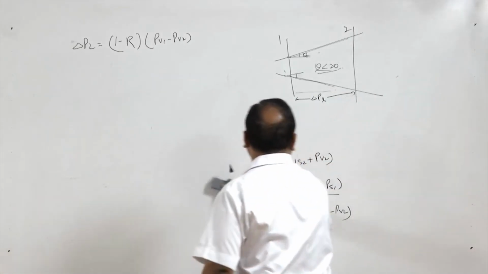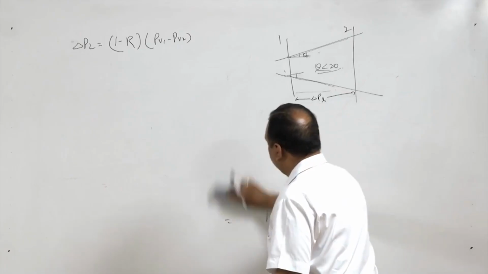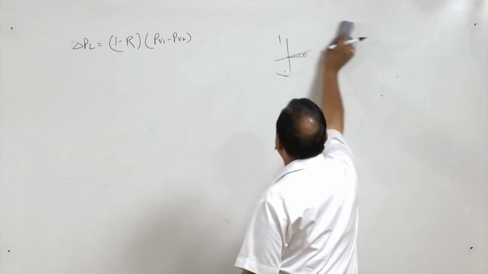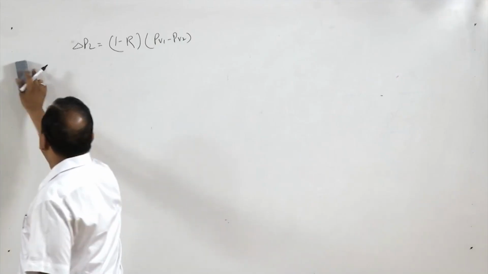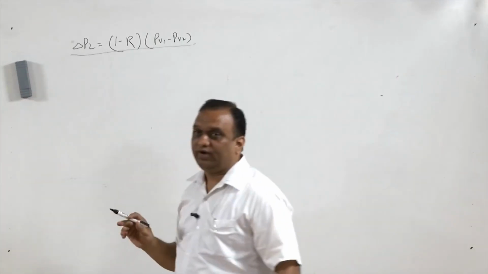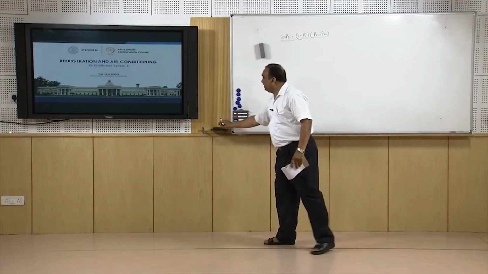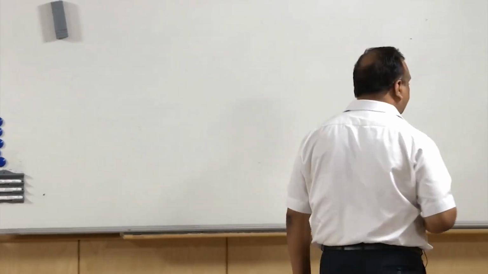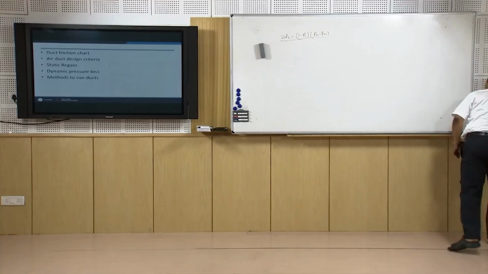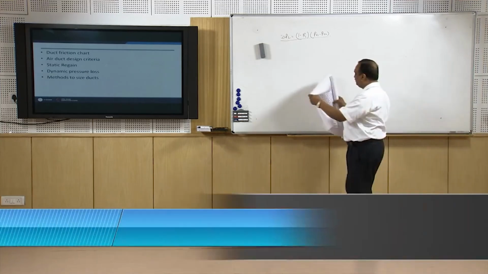This value of R is different for different geometries, and this property is used while designing a duct system when we use the static regain method. Now I will go back to the actual duct friction chart.